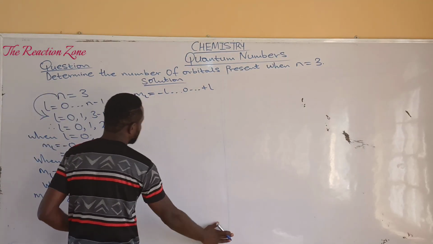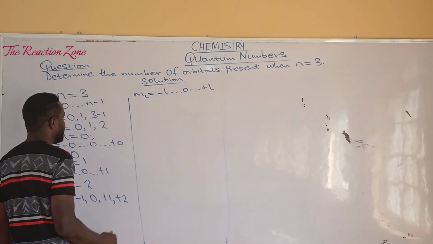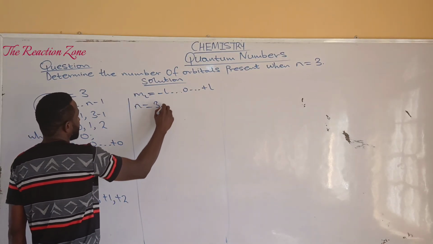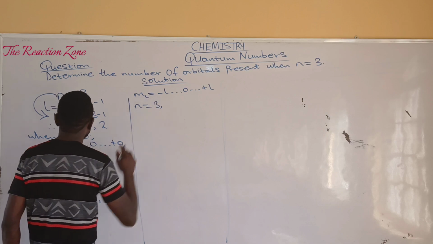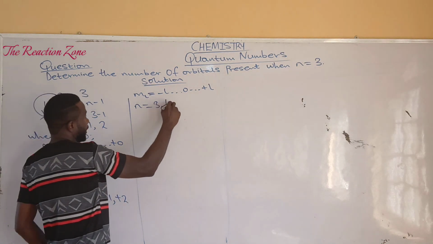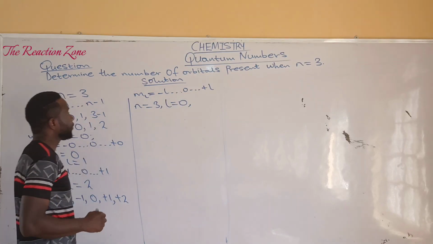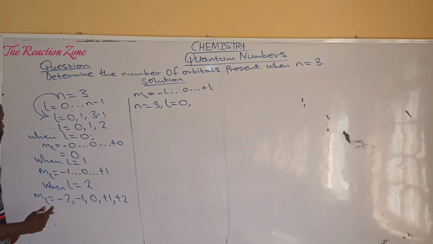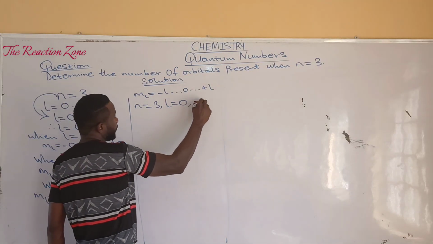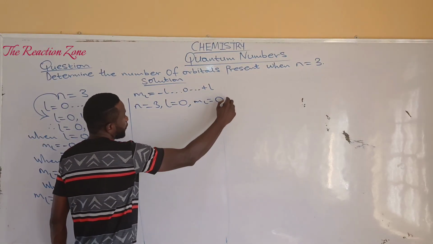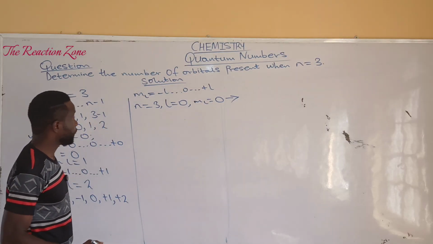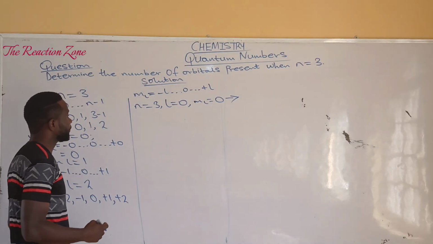So, let us begin to list them. The first one is n is equal to 3. When n is equal to 3, the first value of L is 0. So that will be L is equal to 0. When L is equal to 0, the only value of ML is also 0. ML is equal to 0. This will be the first set of quantum numbers for the first orbital.